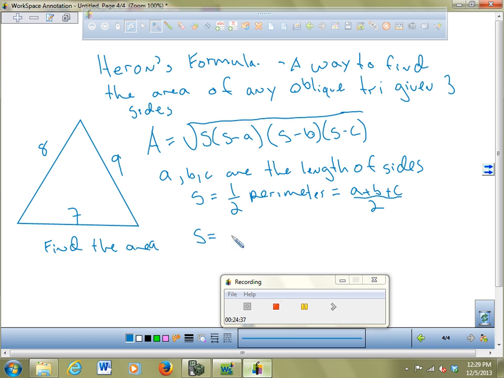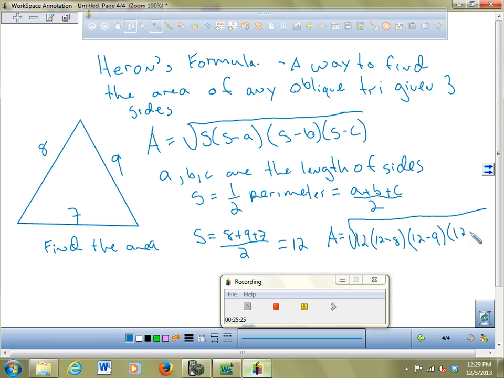So S, in this case, is going to be 8 plus 9 plus 7, divided by 2. Should have made it come out nice and neat. So it's 17 plus 7. Oh, it does come out neat. Is that 12? Yes. 12. So that means that the area is equal to the square root of 12 times S minus A. So 12 minus 8. Doesn't matter what you call A, what you call B. So that's going to be 4. 12 minus 8 times 12 minus 9 times 12 minus 7.